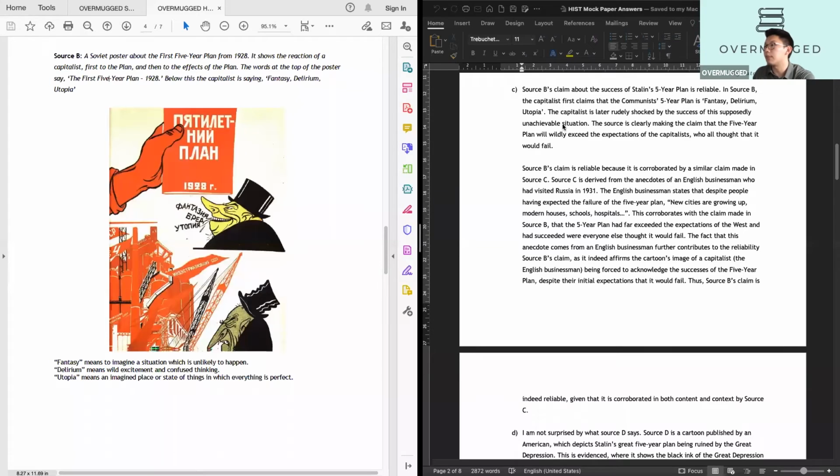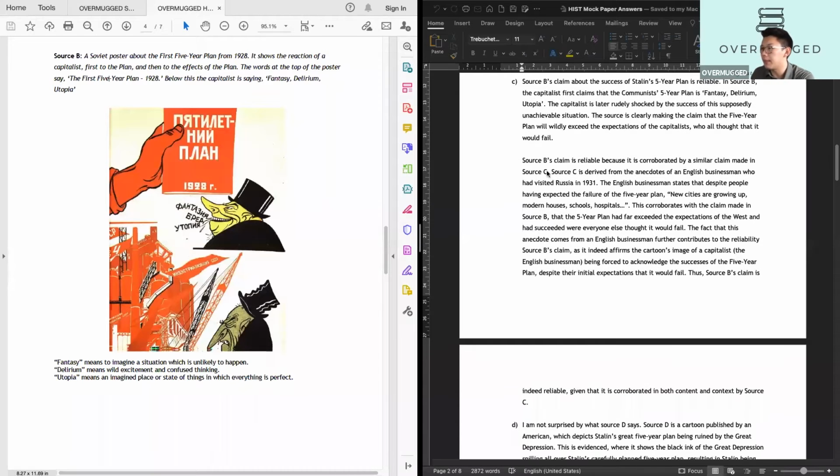So over here, it's just basically stating what the claim that source B is making. And here is the main bulk of the answer. Since I cannot use provenance, I use the indicator of cross-reference. So source B's claim is reliable because it is corroborated by a similar claim made in source C. Source C is derived from the anecdotes of an English businessman who had visited Russia in 1931. The English businessman states that despite people having expected the failure of the 5-year plan, new cities are growing up, so on and so forth.